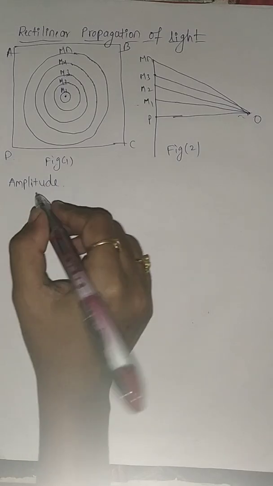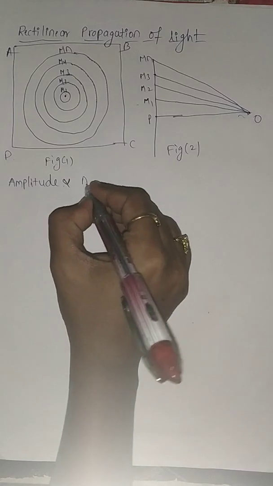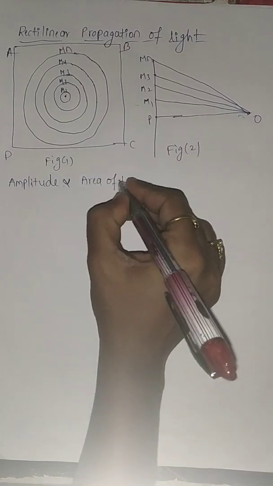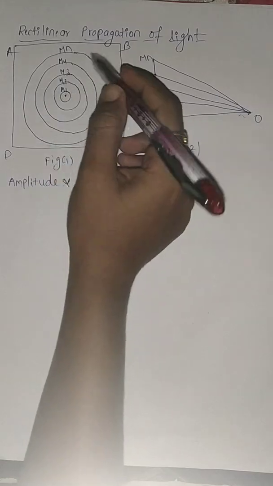Here the amplitude mainly depends upon three things. The first thing is that it is directly proportional to the area of the zone. The resultant effect at a point O is directly proportional to the area of the zone. We have different zones: the M1 zone, M2 zone, M3 zone, M4 zone, up to the Mn zone. How much area each contains, on that the amplitude depends. This is the first thing.